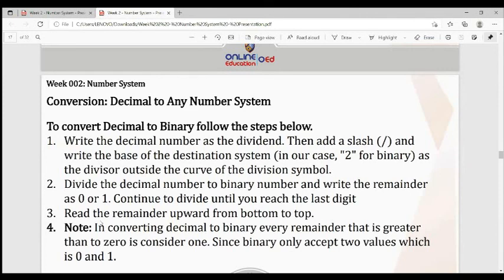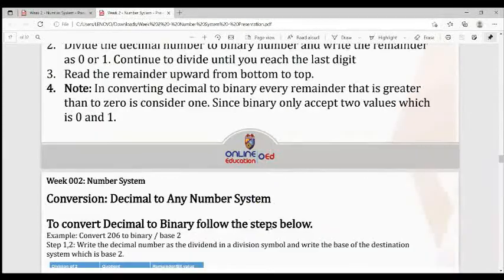Then, read the remainder upward from bottom to top. So, mag-i-start ka sa bottom, pataas. And then, in converting decimal to binary, every remainder that is greater than 0 is considered 1. So, basta mayroong remainder na 0.5, that is equal to 1, kasi 0.5 times 2 is equal to 1. So, yun yung nagiging binary bit natin, since binary only accepts two values, which is 0 and 1.